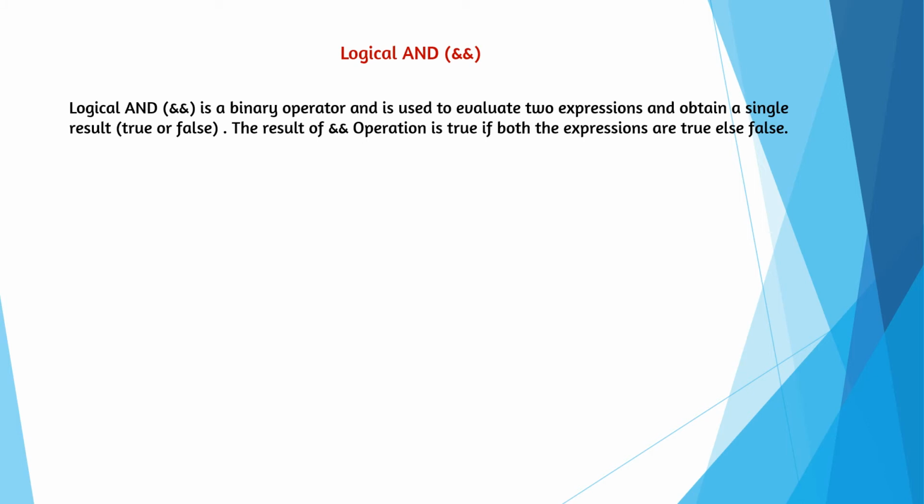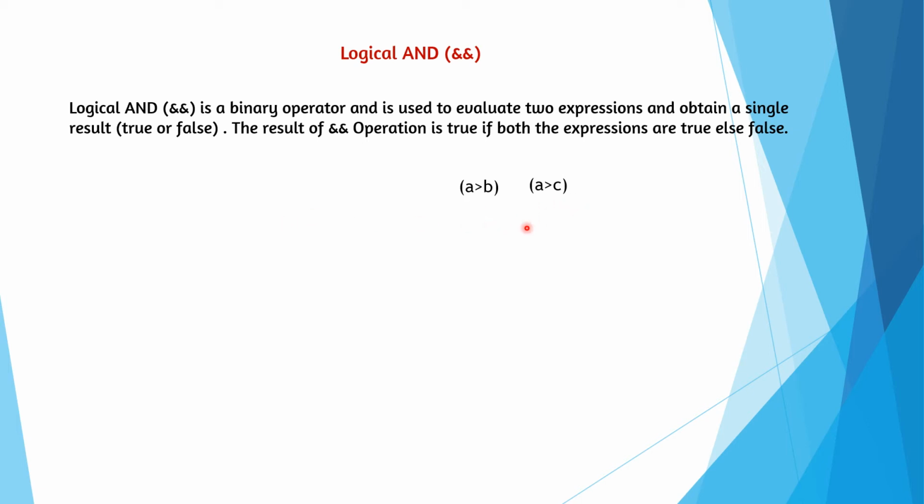Logical AND. First we can discuss this. It is a binary operator, that means two operands will be there. It is used to evaluate two expressions and obtain a single result, true or false. Return type is Boolean. The result of the AND operation is true if both the expressions are true, otherwise false. One example we can see. Suppose one condition is here, with a relational operator, greater than sign, and we are checking whether A is greater than B and whether A is greater than C.